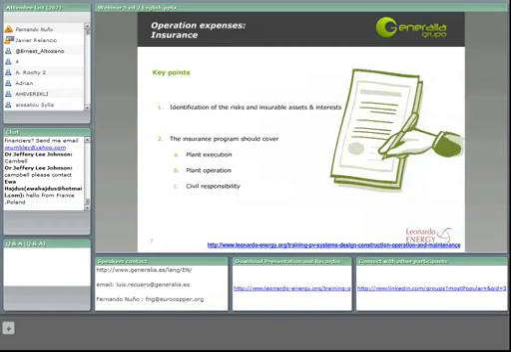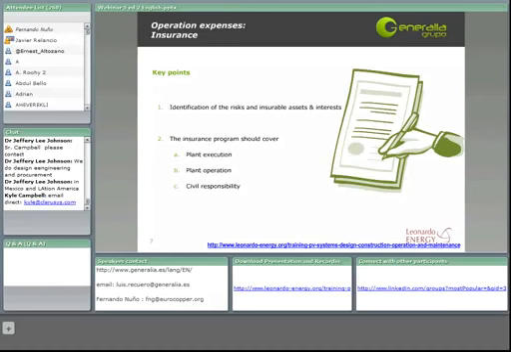There are two key points where we have to focus before selecting the best insurance for our PV facility. As we see in this slide, first we have to do the identification of all the possible risks that can happen in our solar plant, and the study of all of the assets, such as the devices and equipment in the PV facility, and all the interests, like any production losses that we want to protect.